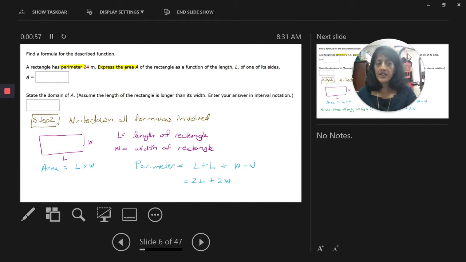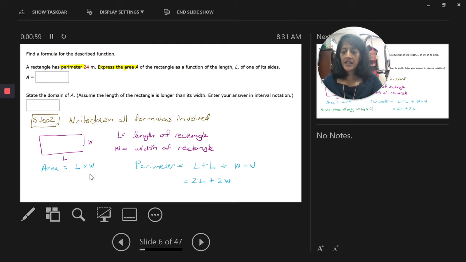The area is length times width, and the perimeter is all the way around. So it's 2 L's up and down and 2 W's, or 2L plus 2W. And you might have these memorized, that's fine. What they want is they want the area with only L's.